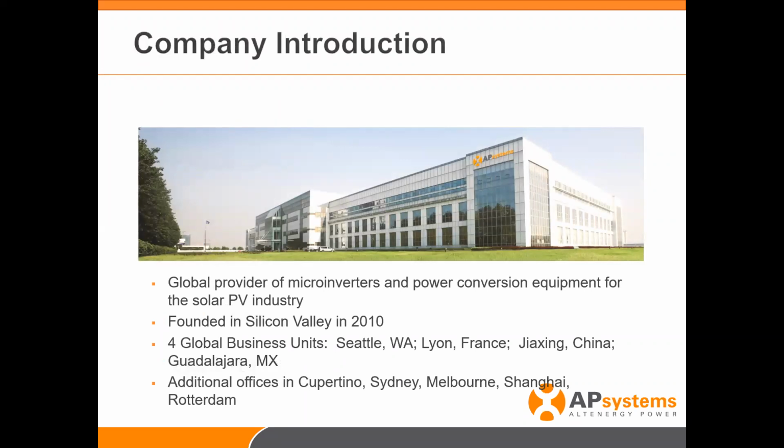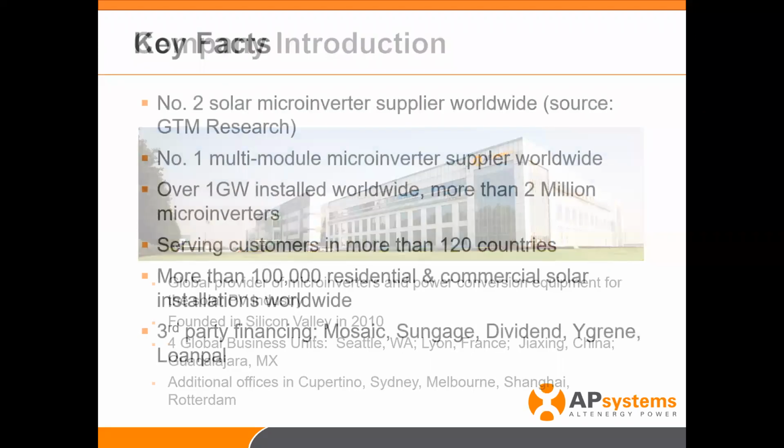So a little company introduction. APsystems is a global provider of microinverters, power conversion equipment. We were founded in 2010, which makes us 11 years old this year. And we have 4 global business units based out of Seattle for USA, Lyon, France for our Europe, Middle East, and Africa, Jiaxing, China for our Asia Pacific business unit, and then Guadalajara, Mexico for our South America and Central America business unit. We have additional offices in Cupertino, Sydney, Melbourne, Shanghai, and Rotterdam. So we continue to be growing.